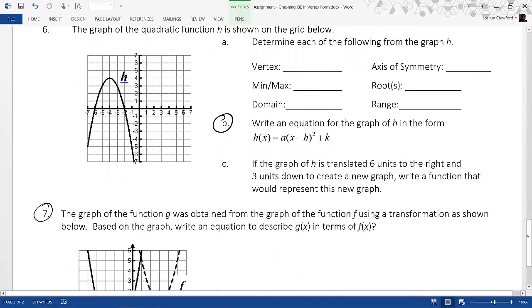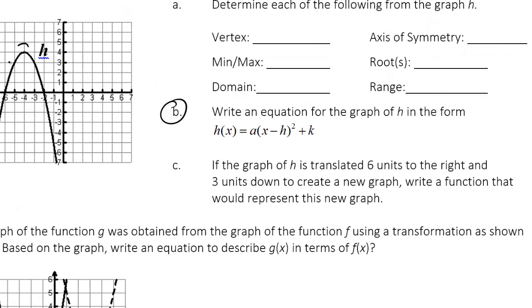So 6b, we have write an equation for the graph of h in the form h of x equals a times x minus h squared plus k. So this is vertex form right here. Vertex form, meaning we need to find the vertex in order to make our equation. So the vertex of that graph is going to be negative 4, 4. So go ahead and put that right here. Negative 4, 4.